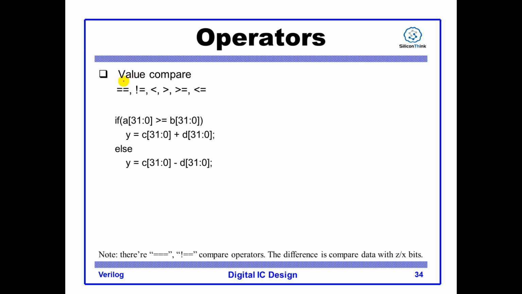And there are also some value compare operators: EQ, not EQ, less, bigger, bigger or EQ, less or EQ. This is something similar to the operators in C language. While in Verilog, there are two strange value compare operators, that is the 3 EQ symbol and the not symbol with 2 EQ symbols.